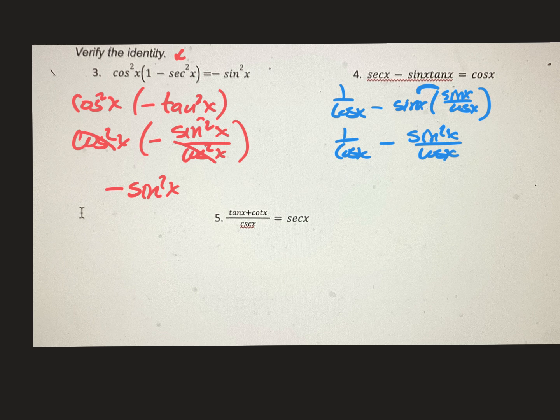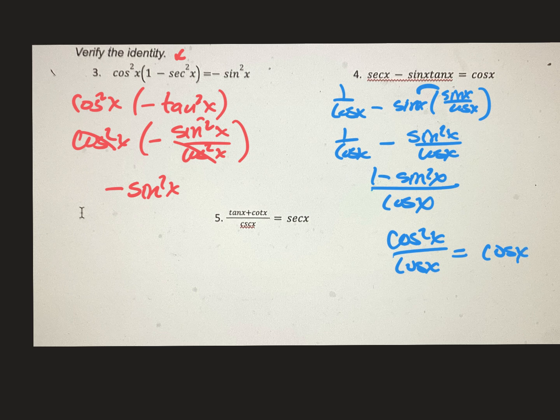Now, the cool thing is here, they have the same denominator, right? They both have cosine x. So I'm going to leave that down there. My numerator is 1 minus sine squared, which, by the way, is the very first thing on your identity page. 1 minus sine squared is cosine squared over cosine, and they cancel, which just gives you cosine x.